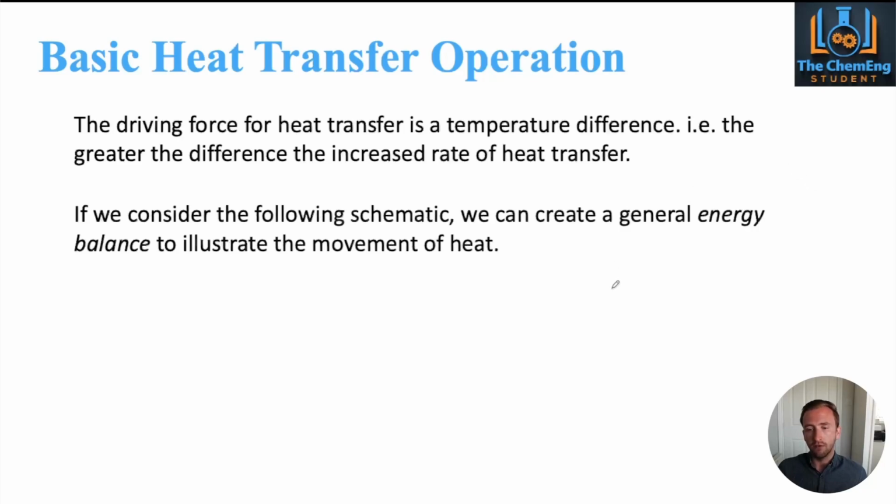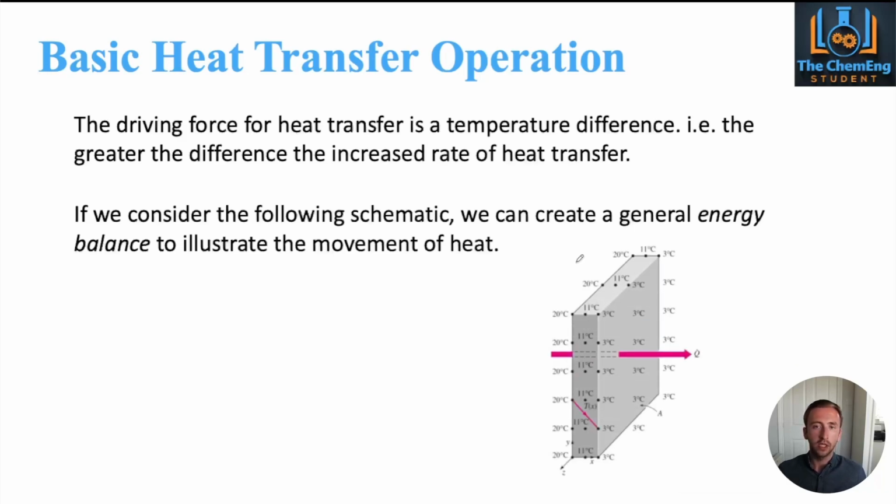Now if we consider the following schematic, then what we can do is we can create what's called a general energy balance. And this will allow us to illustrate the movement of the heat. So if we take this slab, then we can see here that we have different temperatures. On the left hand side is 20 degrees, and on the right we can see that it is now only 3 degrees. So our direction of heat is going from left to right, and that's denoted by Q.